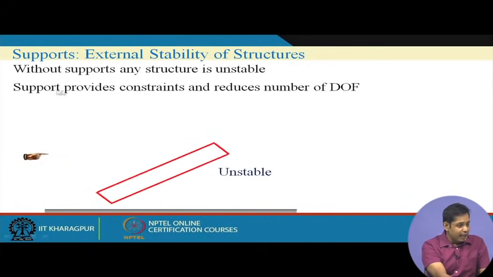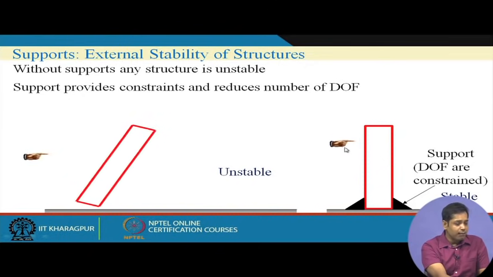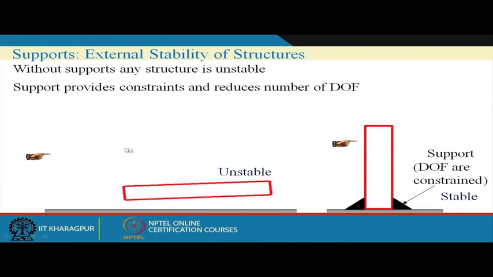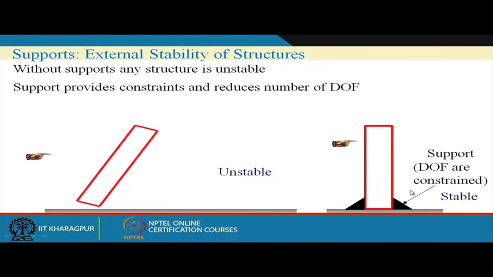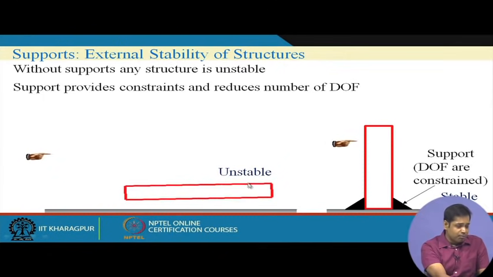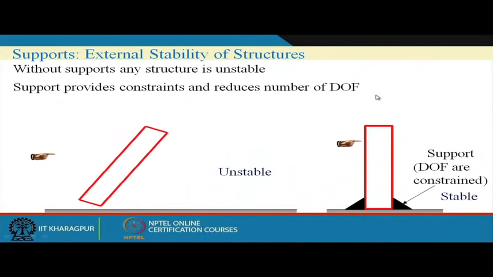Now, you see, suppose this structure is not supported at the ground, and I apply the load. Then, because of the support, this object will not move the way it was moving when it was unsupported. So, what does it mean? It means that when we apply a support, this support restricts some degrees of freedom of this object. The object is not free to move; the freedom of the object to move is restricted. So, the major role support plays is that it restricts the degrees of freedom and makes the structure stable.